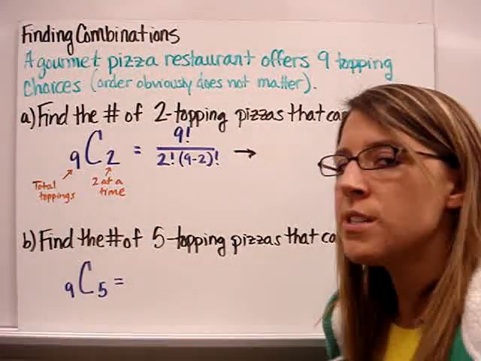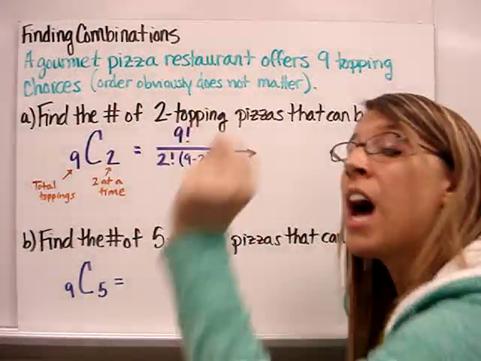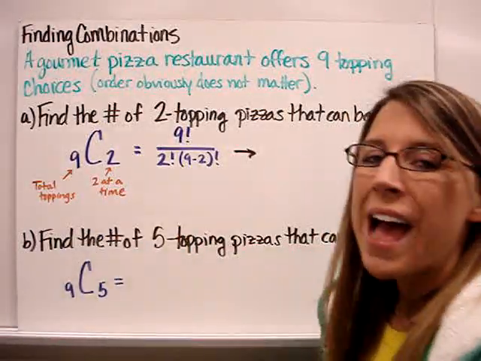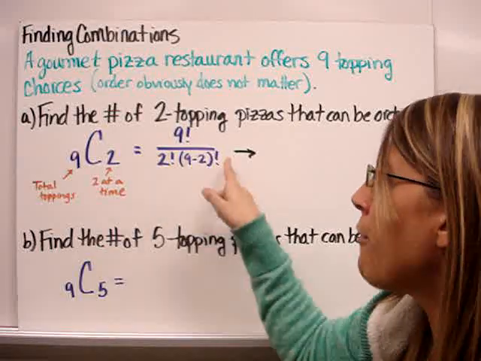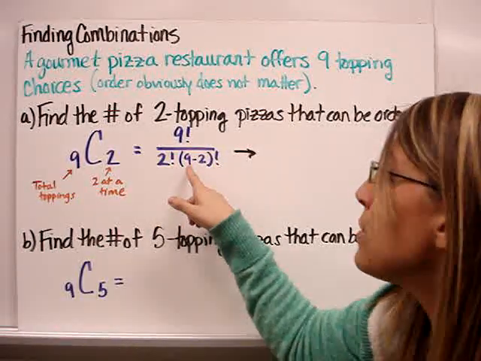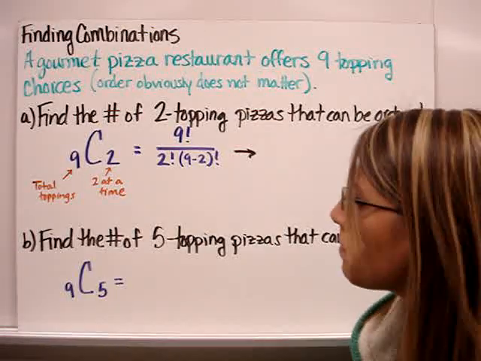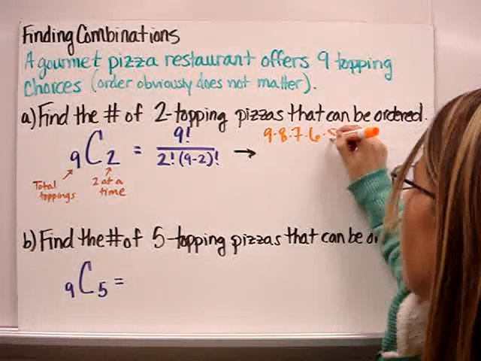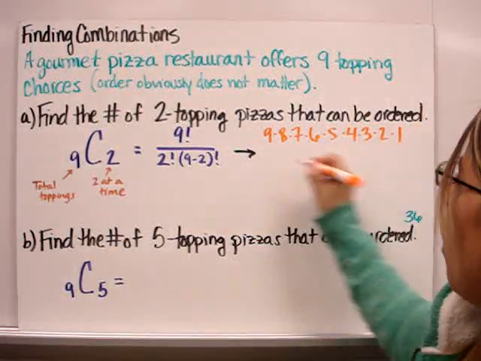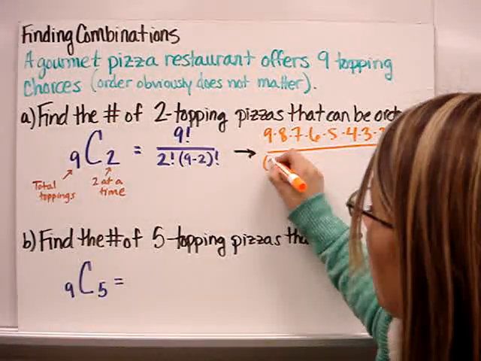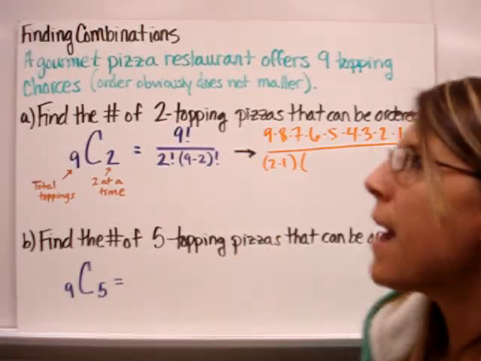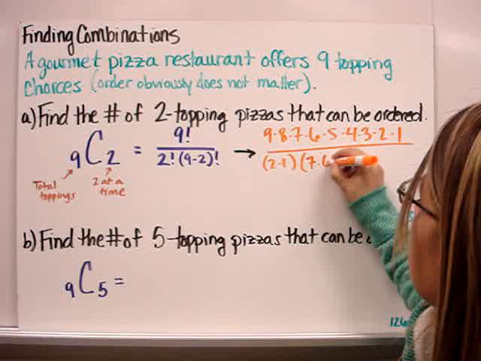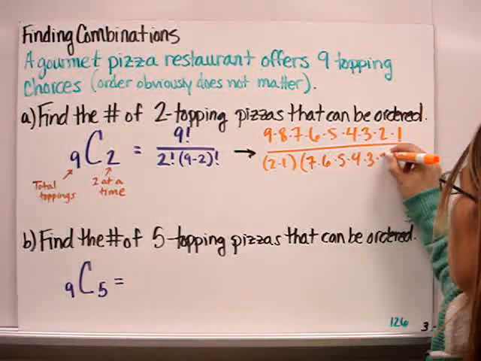So we would solve this using the combination 9C2 because we're talking about 9 different toppings that we can choose from, and we're taking 2 at a time. So this is 9 factorial divided by 2 factorial times 9 minus 2 factorial. 9 factorial is obviously 9 times 8, 7, 6, 5, 4, 3, 2, and 1. That is divided by 2 factorial, which is 2 times 1. And then 9 minus 2 factorial, 9 minus 2 being 7, so 7 factorial. So 7, 6, 5, 4, 3, 2, 1.